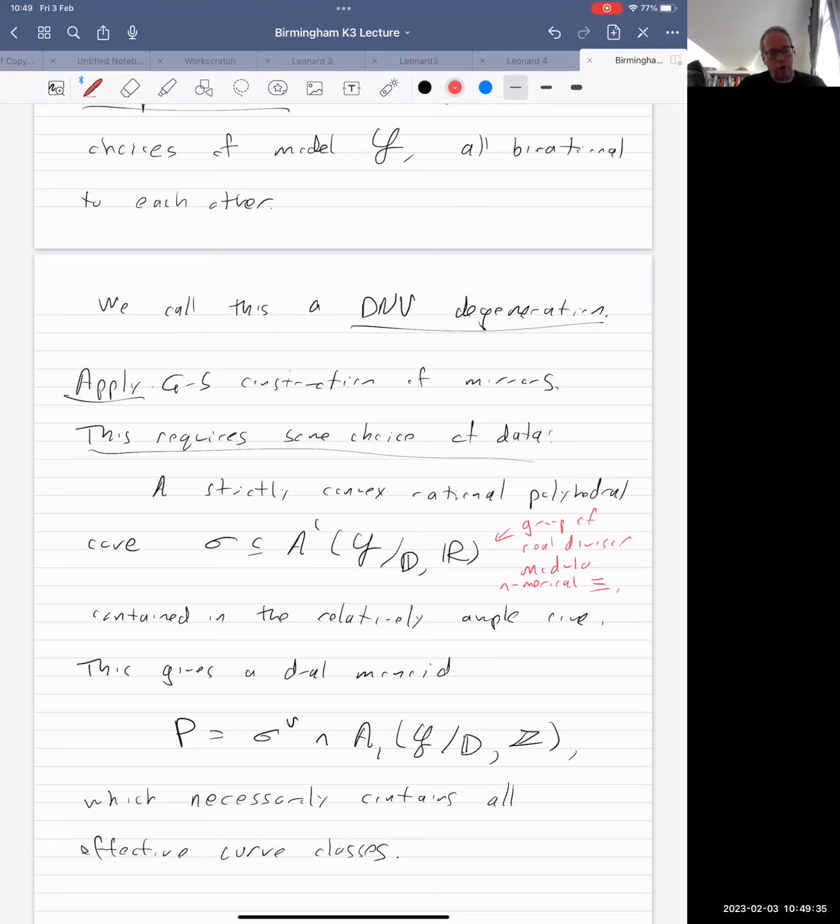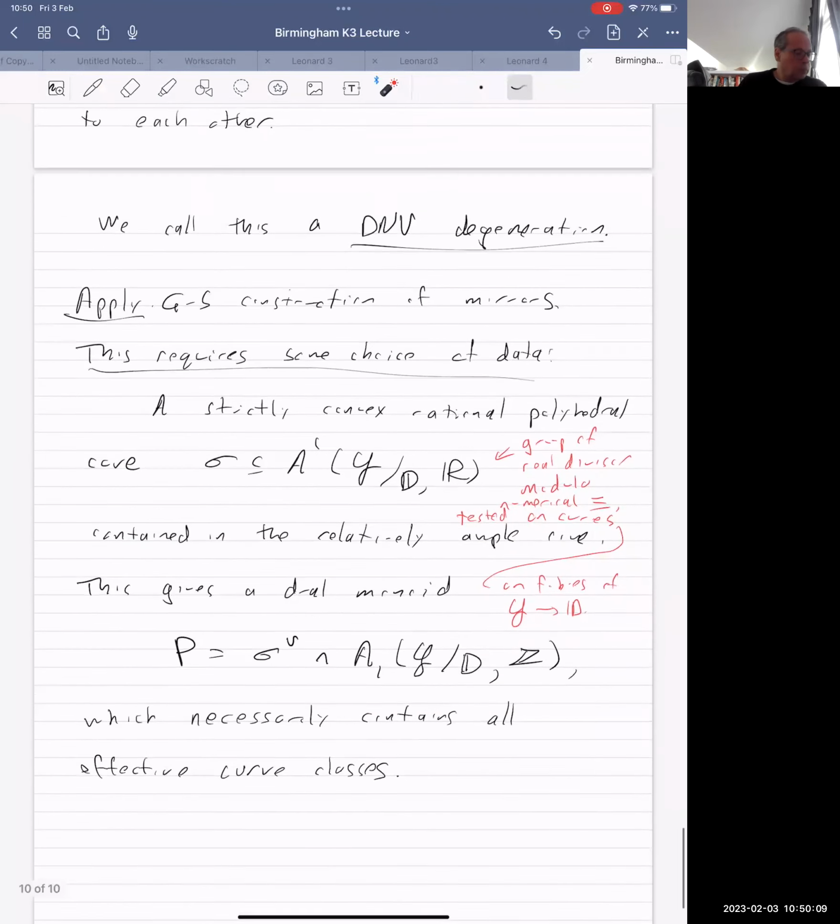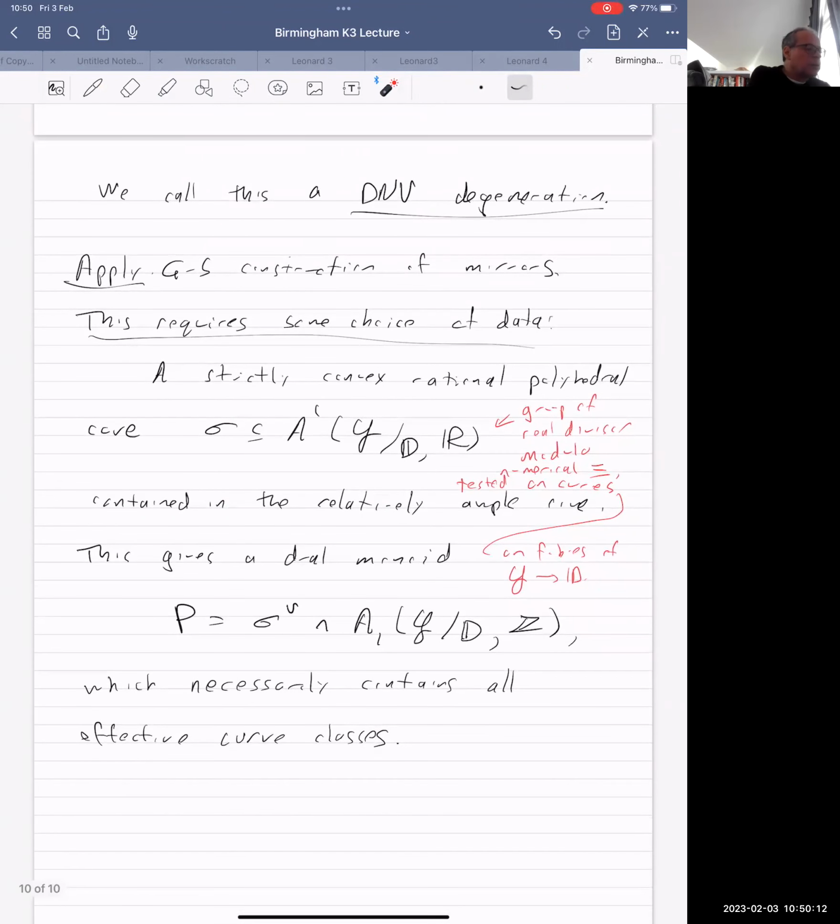And when I talk about numerical equivalence, I'm testing and intersecting with compact curves, and therefore those curves have to be in fibers. So tested on curves. Sorry, this is a bit smaller than I was hoping. Curves on fibers from Y to D. And then this is the group generated by curves contained in fibers of Y to D, modulo numerical equivalence, again tested on divisors. Okay, so fairly standard Mori theory.